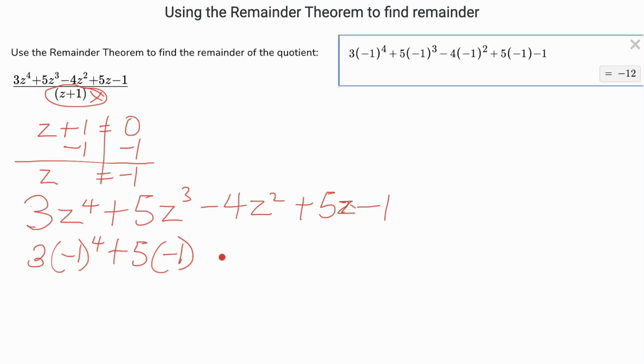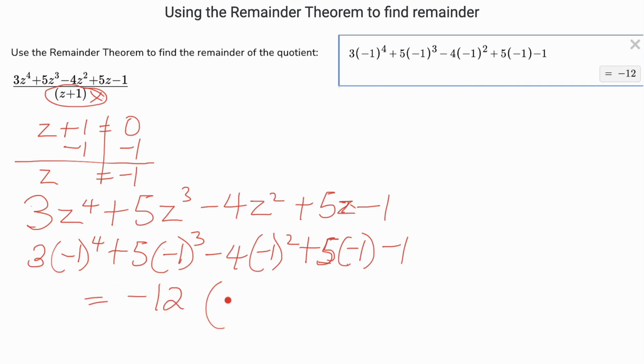And make sure you always do the plug-in with a parenthesis, as you see around the negative 1, because when you do not do so, on some days it will lead to errors. So just make it a habit. Do it all the time when you plug in values into any mathematical equation. So negative 4, negative 1 squared plus 5, negative 1, negative 1. And you type that into the calculator, as you see at the top right here. The answer will be negative 12. And that's your remainder.